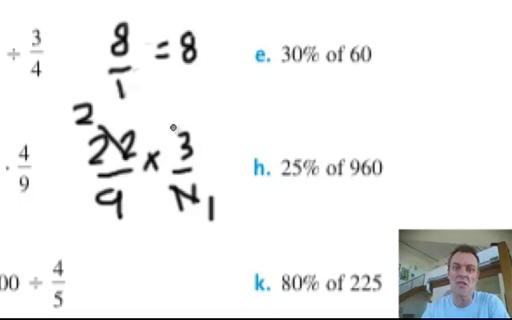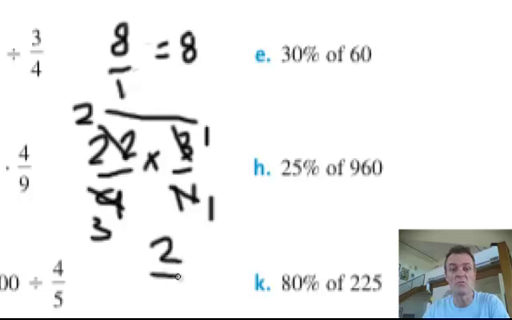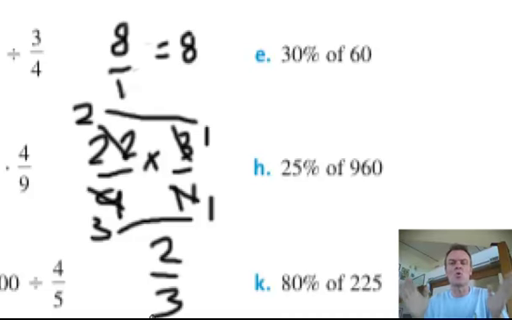Look at 3 and 9. 3 will divide by 3, I'll get 1. 9 will divide by 3, I'll get 3. What I'm left with then is, okay, what's 2 times 1? It's 2. What's 3 times 1? It's 3, and there it is. There's the answer already reduced.